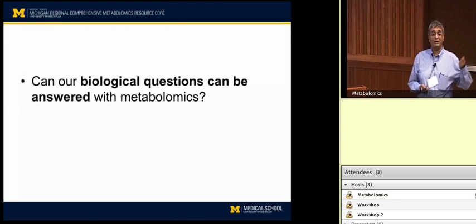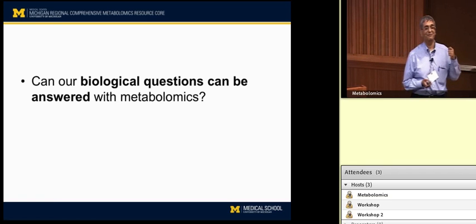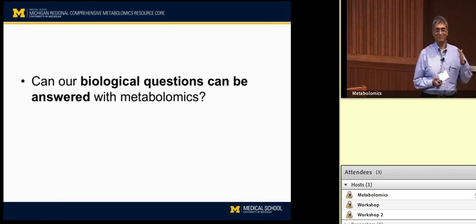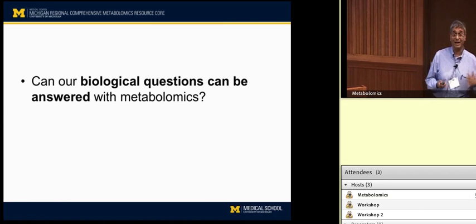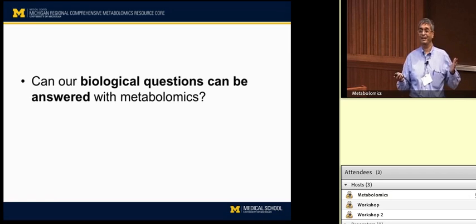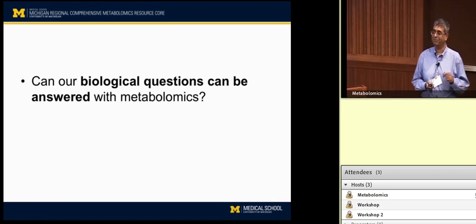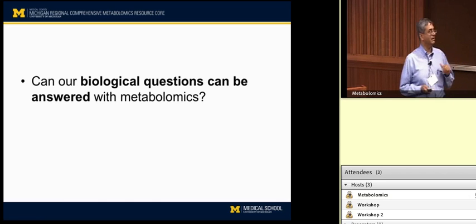So the first question we really asked was, can our biological questions be answered by metabolomics? That's an important thing for you to consider. Not all questions are answerable by metabolomics. So when we asked, okay, fine, diabetes is a metabolic disorder, right? So you think that metabolomics may help in diabetes. But also there are other things that made us think that this may be relevant.